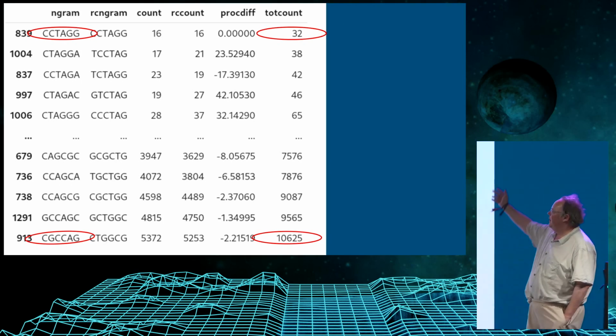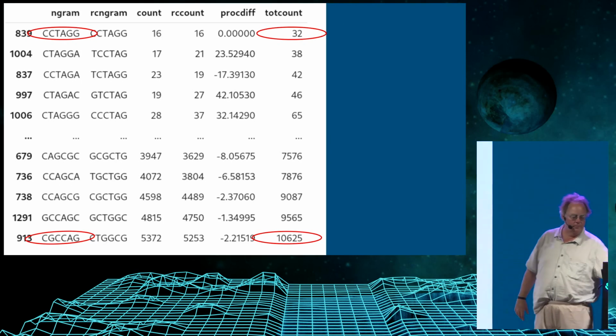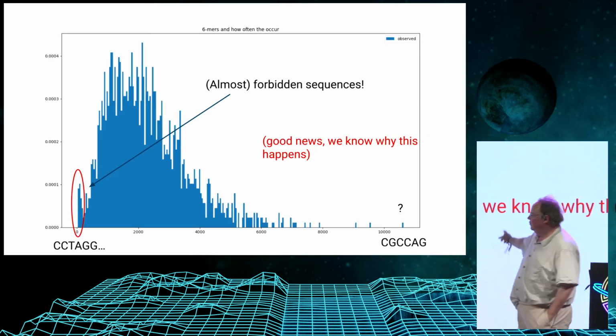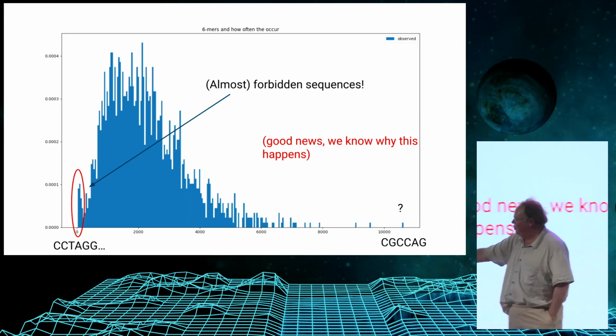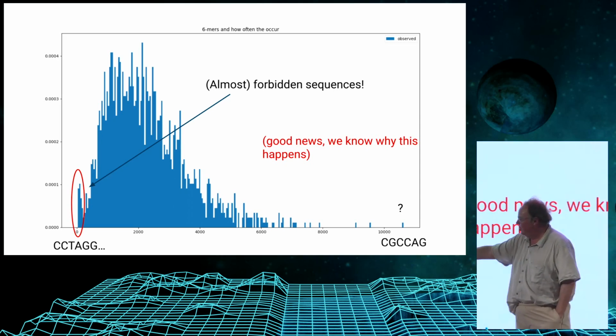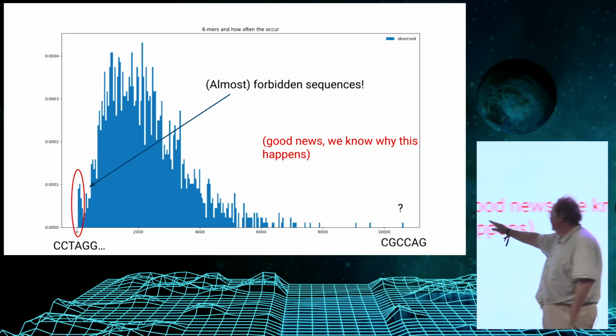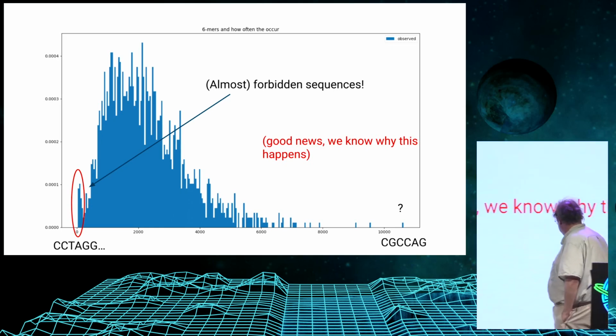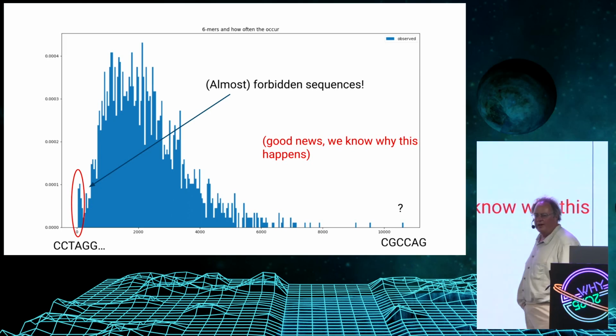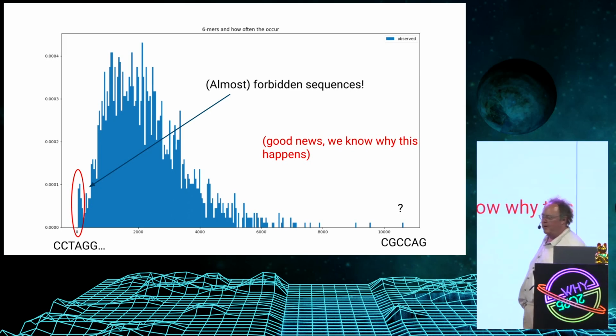And again, we can make a graph of this. And here you see this CCT-AGG sequence, and you cannot even see it on the graph. It only happens 16 times. And then on the far right of the graph, you have CGC-CAG, and it happens 10,000 times.